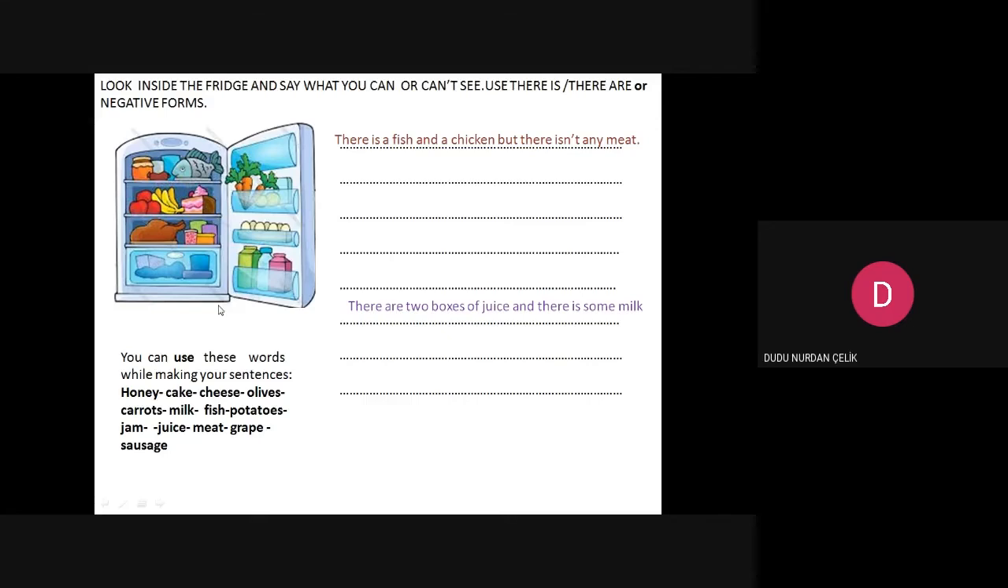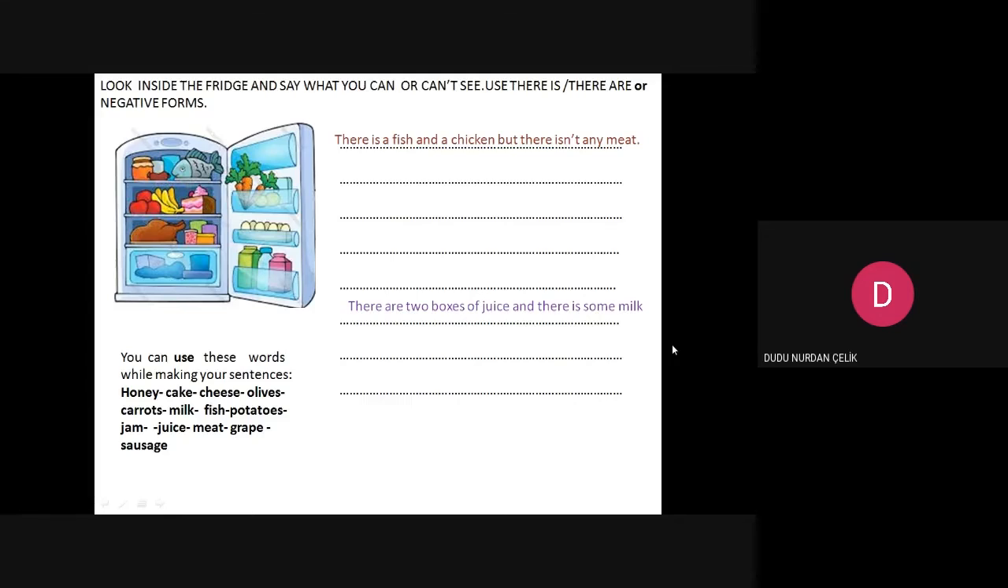If you can see that food or drink, you say a positive sentence. If you can't see, you make a negative sentence. Okay. There is a fish and a chicken, but there isn't any meat. This is a sample question. Another sample sentence: there aren't two boxes of juice and there is some milk. You make guesses and make other sentences now.